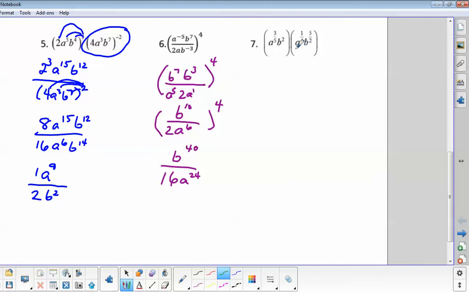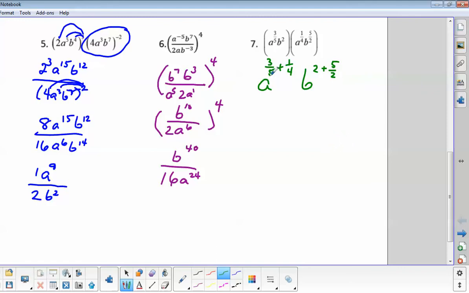Okay. So here, when you multiply, you have to add exponents, and that can be tricky if they're fractions. A is to the 3/5 plus 1/4. And b is to the 2 plus 5/2. So we're going to find a common denominator.